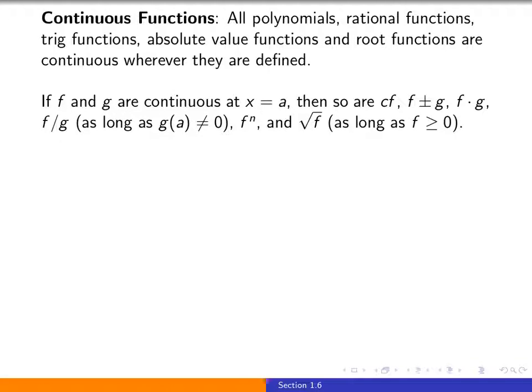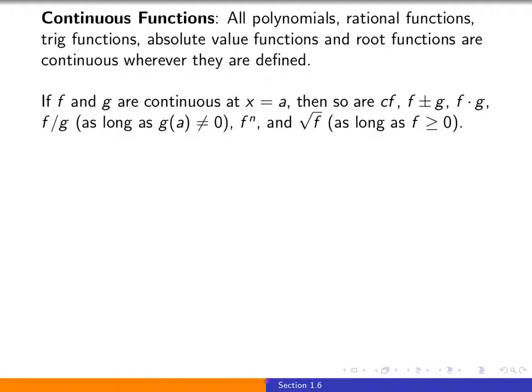In this video, we will continue our discussion of continuous functions, specifically looking at two properties. So the first, what types of functions that we have encountered are continuous? And it turns out that all polynomials, rational functions, which we recall as a polynomial over a polynomial, trig functions, absolute value functions, and root functions, such as square roots, cube roots, etc., are all continuous wherever they are defined.